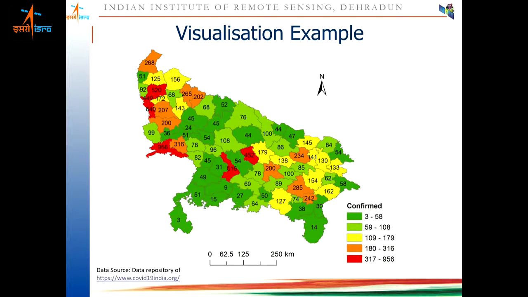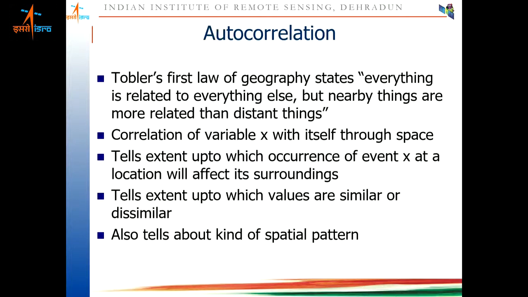But the moment a map is created, information is conveyed more easily. You can understand what are the locations where more number of cases are there, what are the locations where fewer number of cases are there. So the information carried by a map is more than the information carried by a table. That's the advantage of visualizing the disease spread. And this visualization can be done only if the disease has been geotagged.